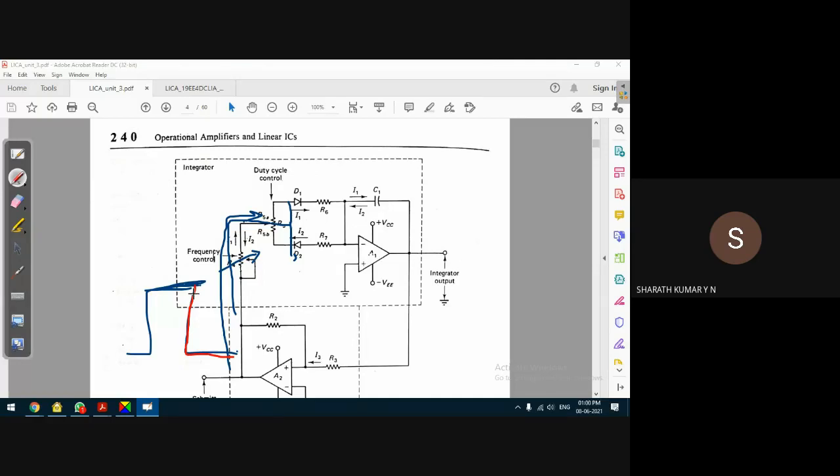Now let us say, for example, the output of this symmetrical circuit is positive. Then the current will flow through D1, because D1 is forward biased, whereas D2 will be reverse biased for the positive output. The current will flow through R4, R5, D1, R6, and it will charge the capacitor. Very simple.